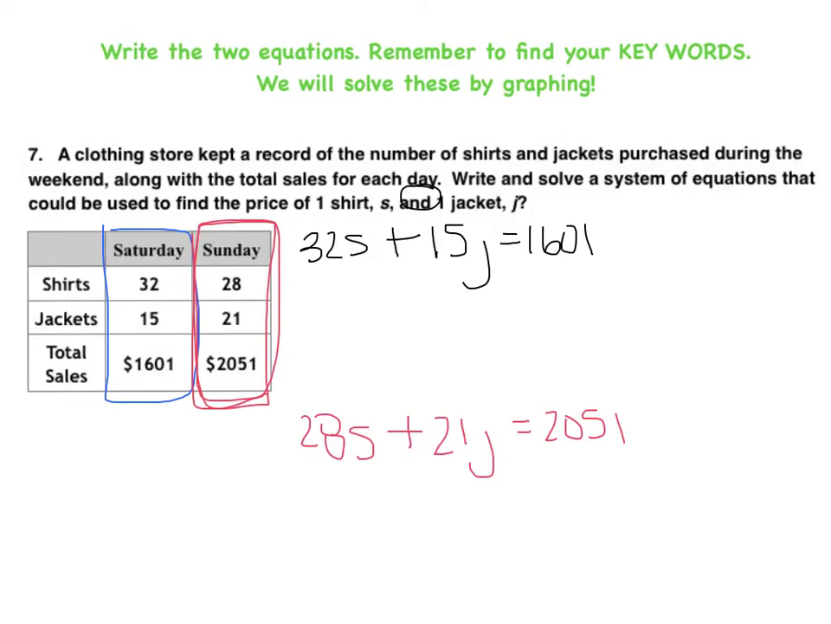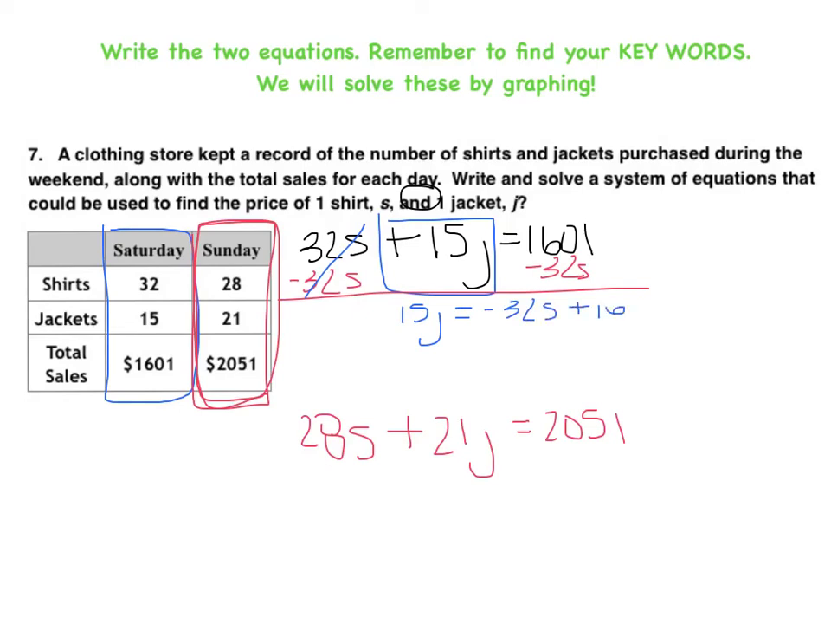Now, all I have to do is solve for y, or in this case, pick a letter because I don't have x or y. Now, if you wanted to, we could change the s to x, the j to y. Doesn't matter, but we got to pick one. So let's say I'm going to solve for j. Subtract 32s to both sides. We end up with 15j equals negative 32s plus 1601. My last step, you guys know, is to divide by the number inside the box, which is 15.